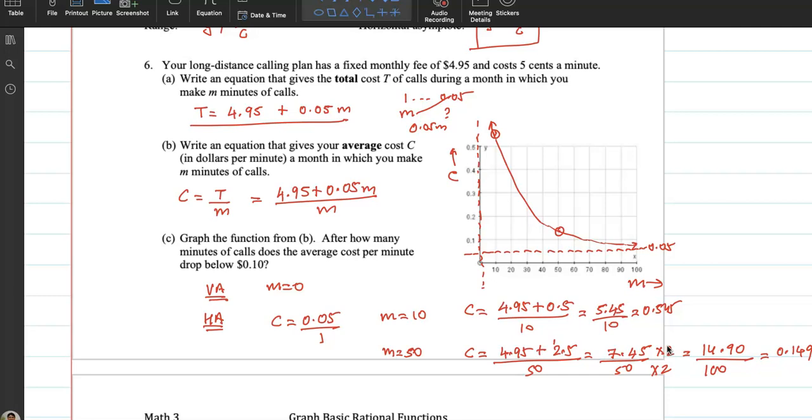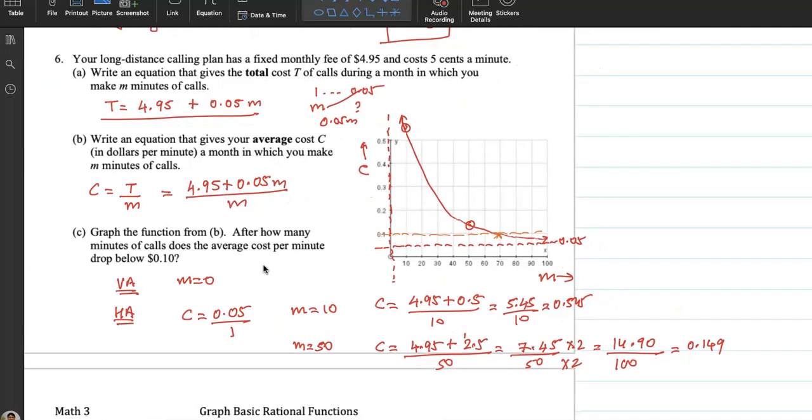Makes sense. So now they are saying that after how many minutes of call does the average cost per minute fall below 0.10? So what is this basically? My graph is not proper, but if we do it algebraically, use the equation. The average cost means your C should become 0.10. Correct?